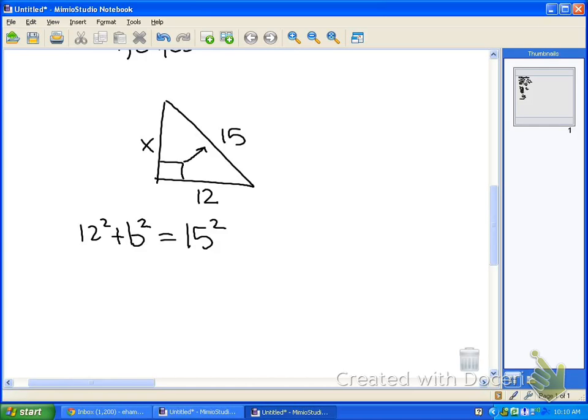Okay, so let's work this out. If you haven't already, finish this problem on your paper. Take about 1 more minute to do that.